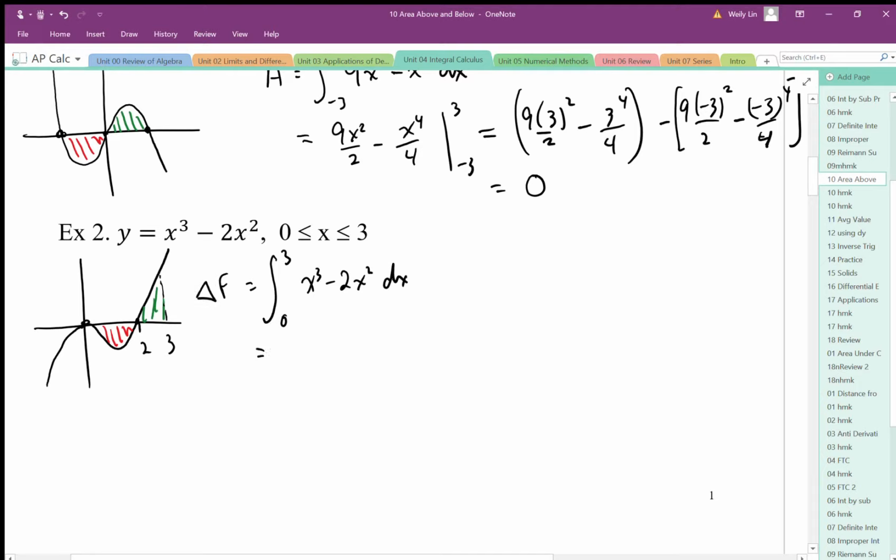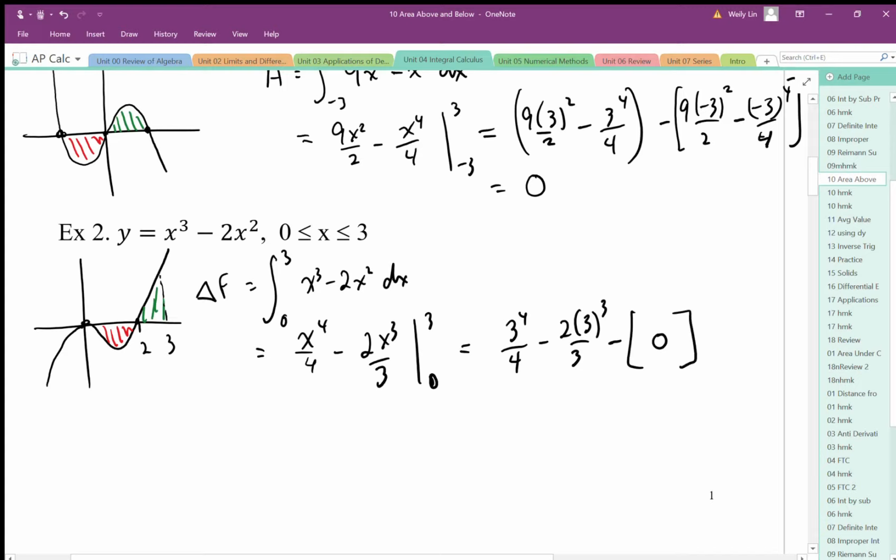Again, we're going to use the fundamental theorem of calculus, which says that the area under these curves is going to be equivalent to the net displacement between the starting point and ending point on the antiderivative function. So again, I'm going to anti-differentiate this, and I'm going to calculate this from 0 to 3. Plugging in, I end up with 3 to the power 4 over 4 minus 2 times 3 to the power 3 over 3 minus, and that's all just going to end up being 0 when I plug in 0.